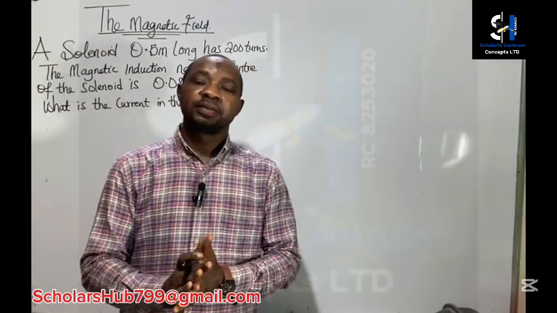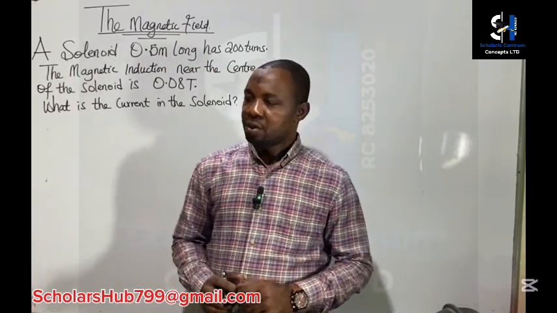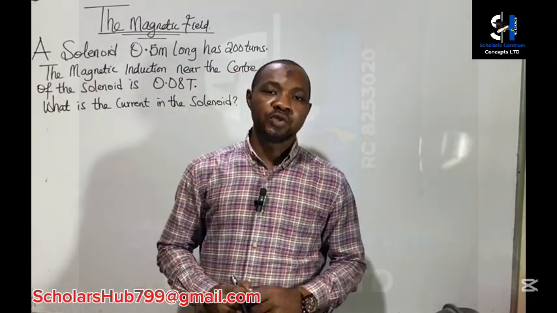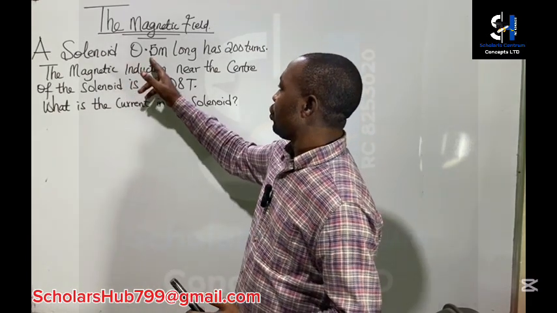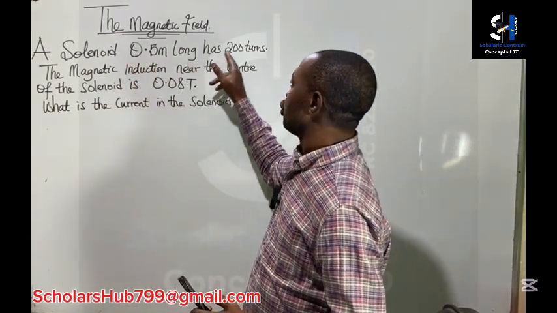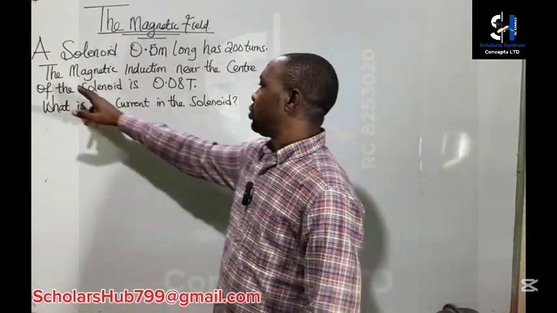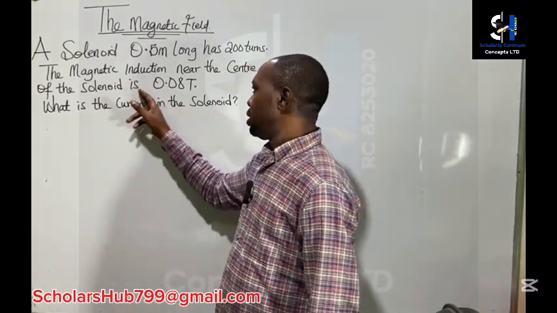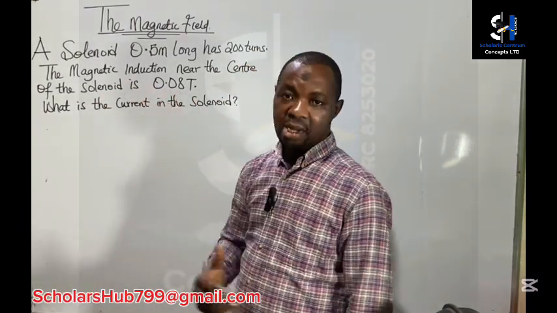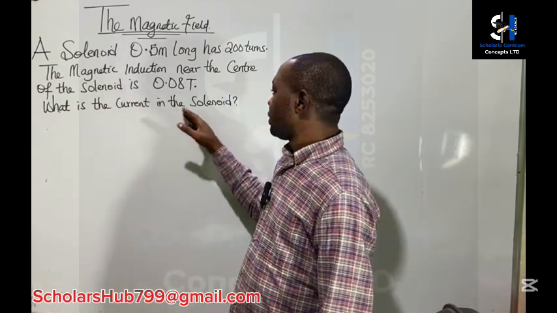Hello everyone. In this video, let's look at the magnetic field of a solenoid. We have a solenoid 0.5 meters long, with 200 turns. The magnetic induction near the center of the solenoid is 0.08 Tesla. What is the current in the solenoid?